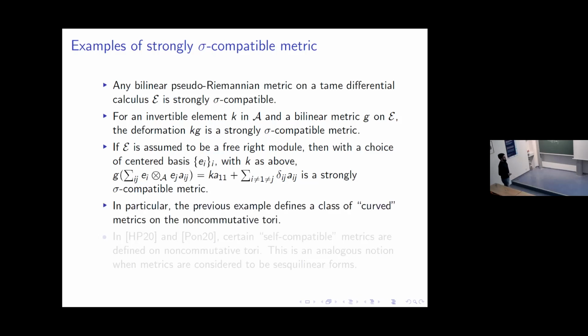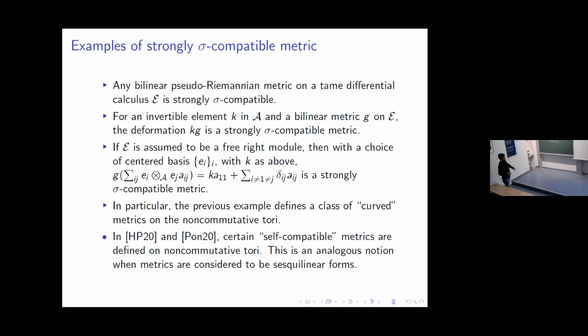So in particular, the previous example defines a class of curved matrix on the non-commutative tori. And this is not one of our examples, it's an analog. So Ha and Pons, in 2 papers at least, that we discovered post facto last year, introduced a notion called self-compatible matrix on the non-commutative tori, in all dimensions, not just 2. This is an analog of our strongly sigma compatible matrix, except that instead of bilinear forms, they consider sesquilinear forms.